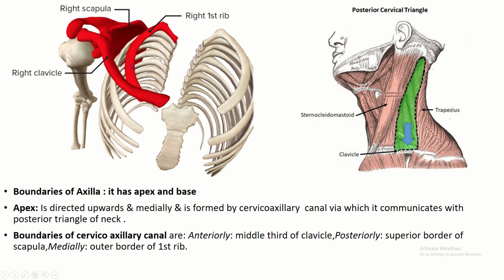The apex, which communicates with the posterior triangle of the neck through the cervicoaxillary canal, is bounded anteriorly by the middle third of the clavicle, posteriorly by the superior border of the scapula, and medially by the outer border of the first rib.